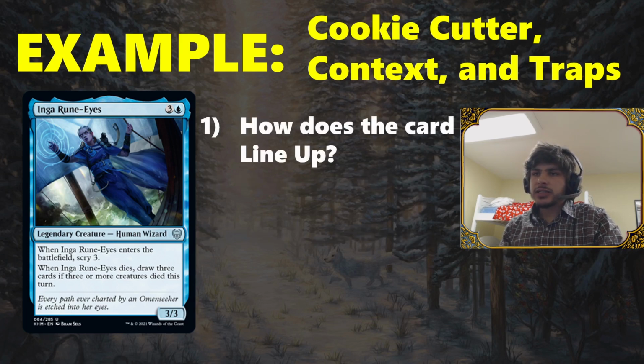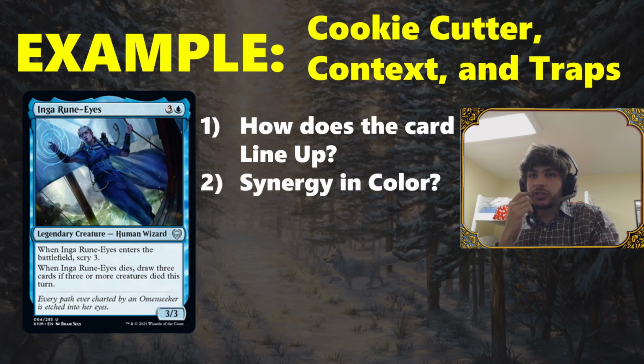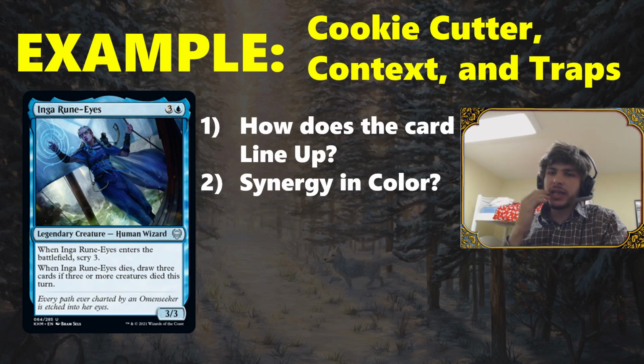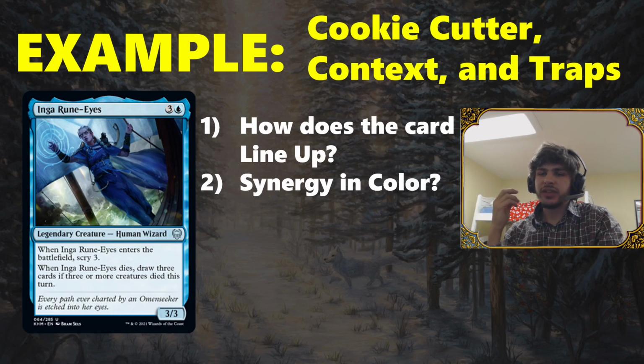Now, looking at context, how does the card line up? Are there a lot of 3/3s that it can trade with? Are there ways to sacrifice creatures? Is there good removal? Is there synergy in the color? Is blue going to have ways to get other creatures to die? Or is blue going to have other cards that care about having other creatures die, so that you can put appropriate priority on things like Village Rites?